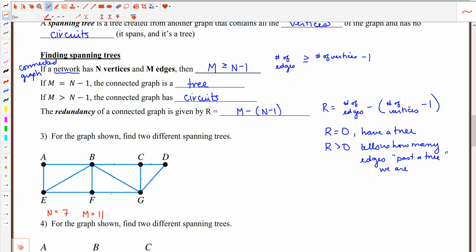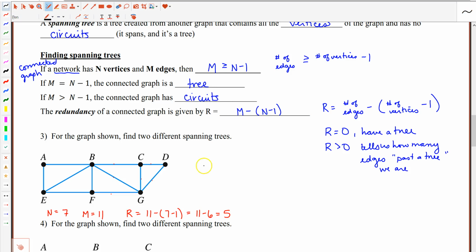For this graph, then, the redundancy, which is represented by the variable r, is computed by taking m minus (n minus 1). So n minus 1, which would be 6, that would be how many edges a tree would have. This graph, however, has 11 edges. The difference between these two, 11 minus 6 is 5, is how far past a tree we are, which in other words, is how many edges we're going to have to remove in order to turn this original graph structure into a tree.